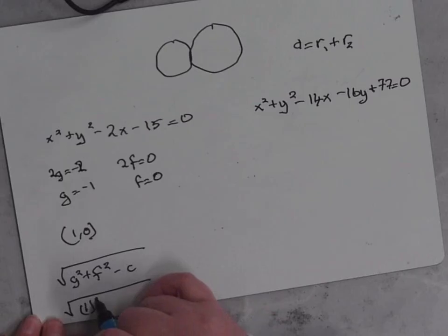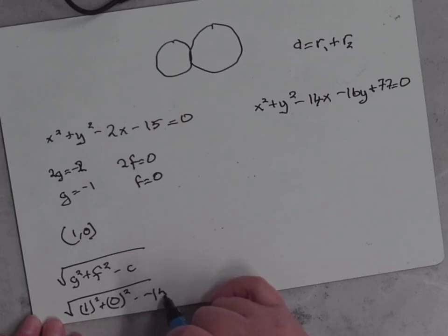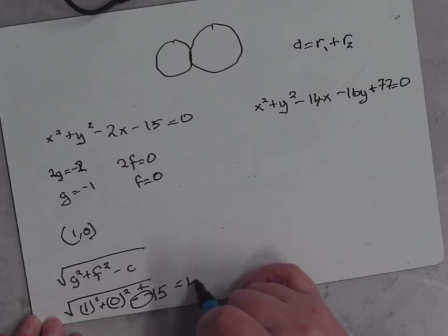of 1 squared plus naught squared minus 15. Okay, so that becomes a plus 15. So it's the square root of 16, which is 4.